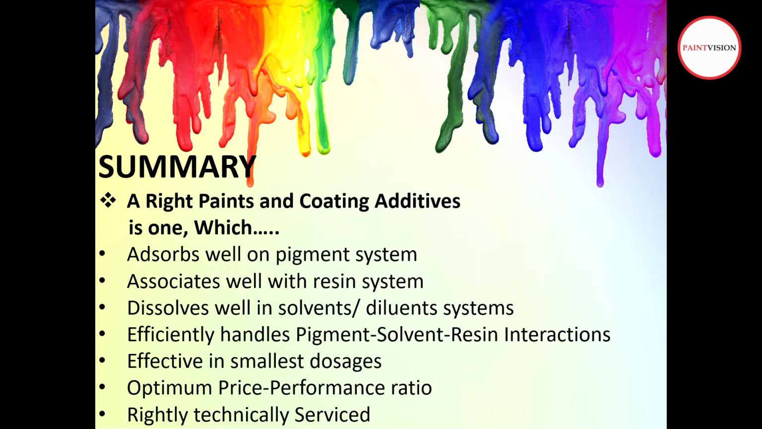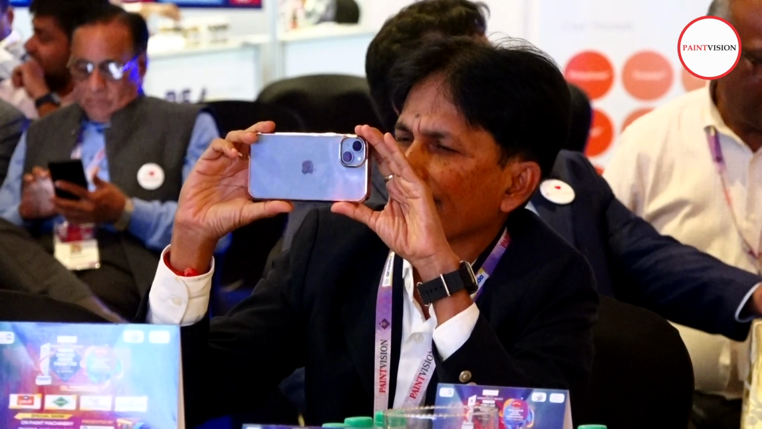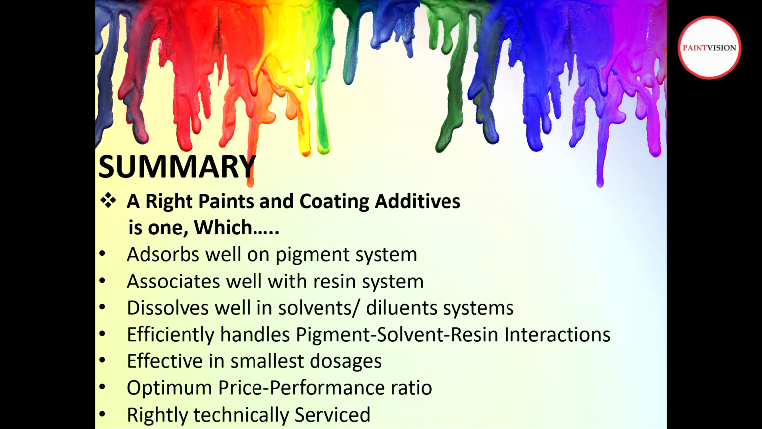To conclude, a short summary: a right paint and coating additive is one which adsorbs well on the pigment, associates well with the resin system, dissolves well in the solvent and diluent systems, efficiently handles the ratio between the pigment, solvent, resin interactions, is effective in smallest dosages, has optimum price performance ratio, and is rightly technically serviced.